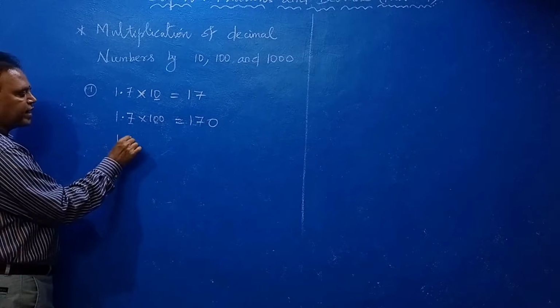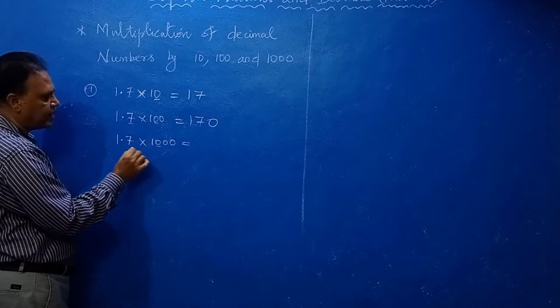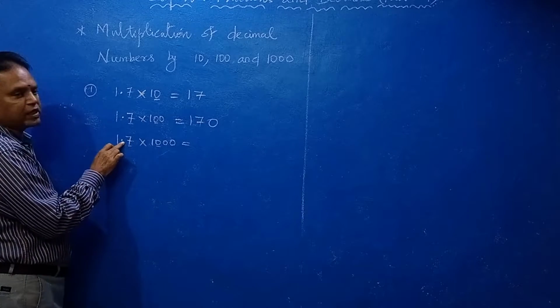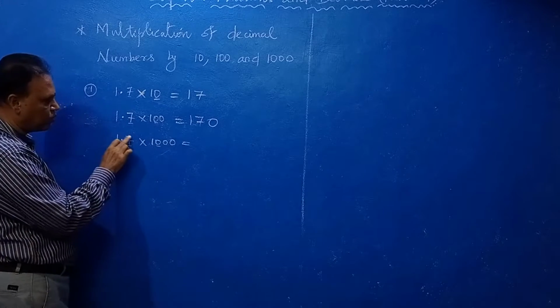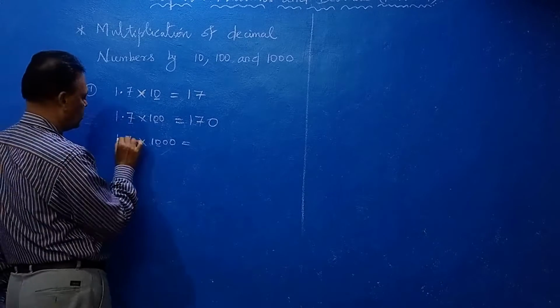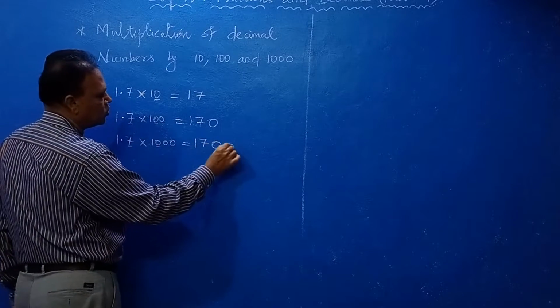Now 1.7 into 1000. Here after the decimal there is one digit, so for one 0 you remove the decimal point, that means 17. So how many zeros remain? 2 zeros are there. Clear?